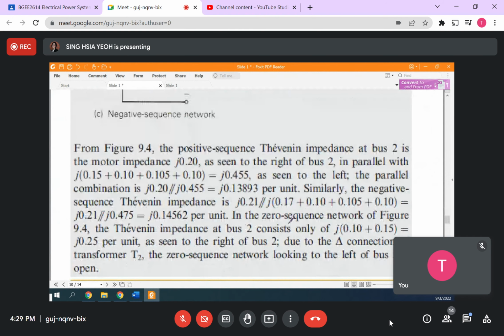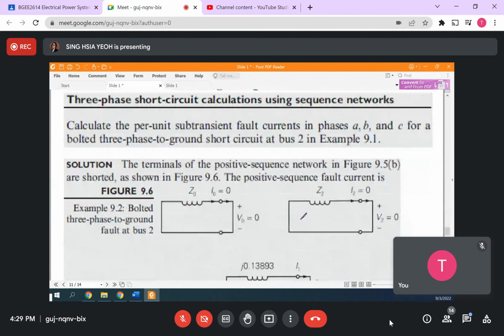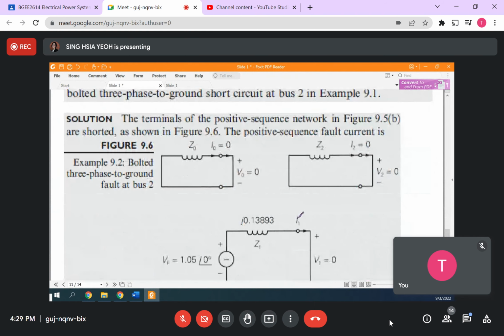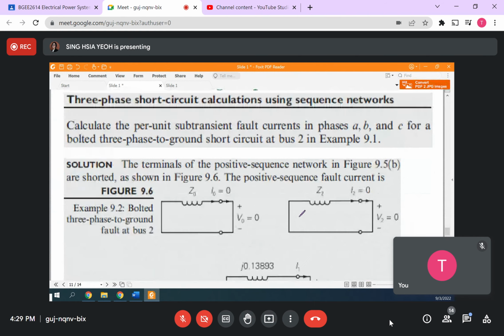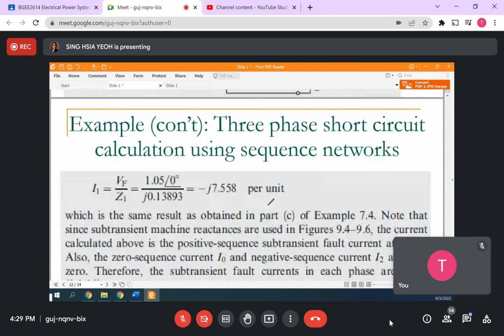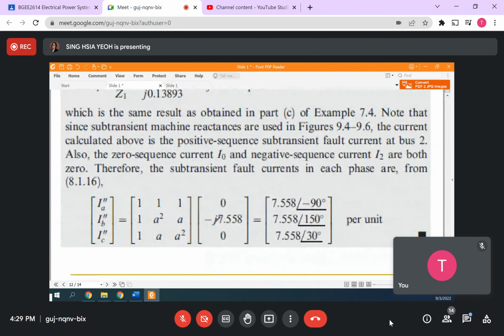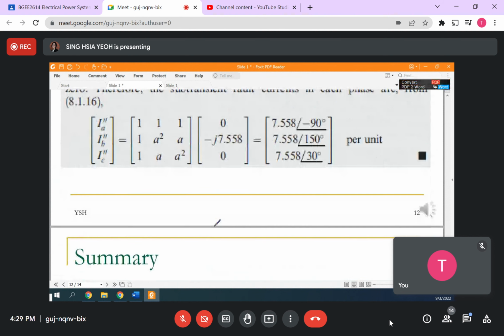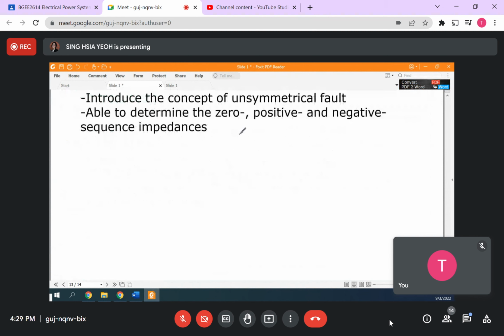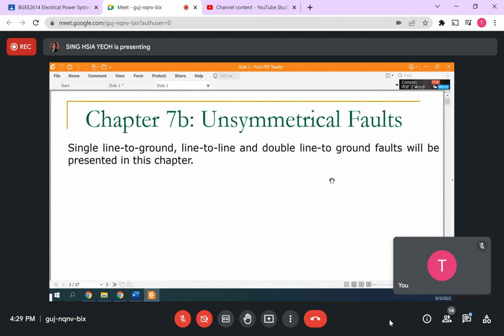After you have these three values, then nothing really. This is the three-phase to ground short circuit. It means it is a symmetrical fault because it is all shorted together. So for a symmetrical fault, actually nothing, just use Ia, Ib, Ic, and Ohm's law only. Okay, so then next we go to the unsymmetrical fault.